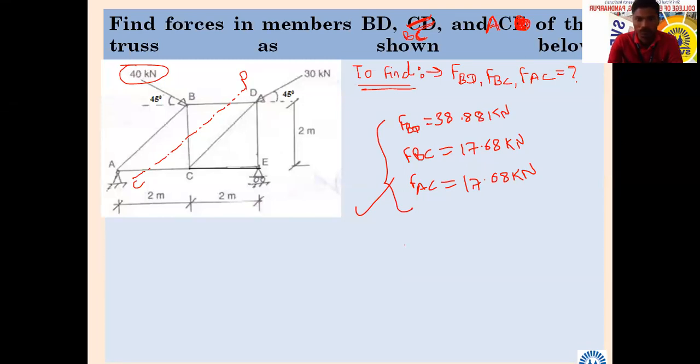Shall I give one problem so that this chapter will get complete today only? So I hope this problem you might have solved and you should solve now hereafter.